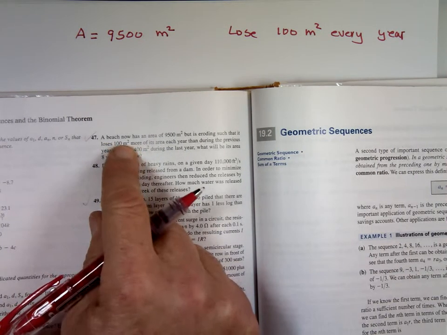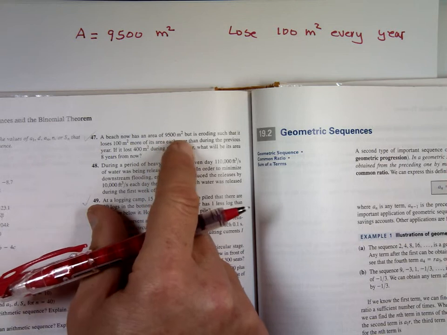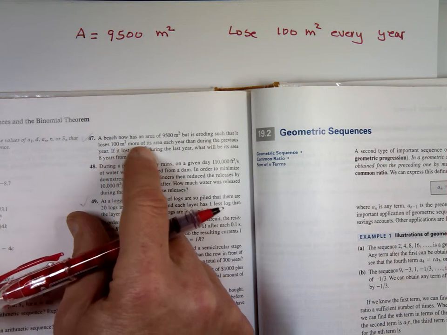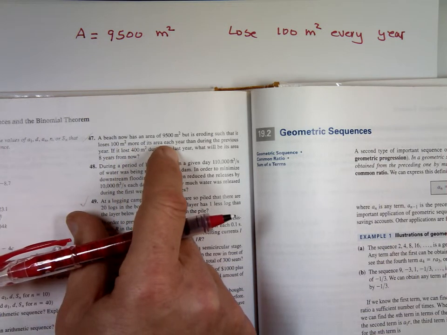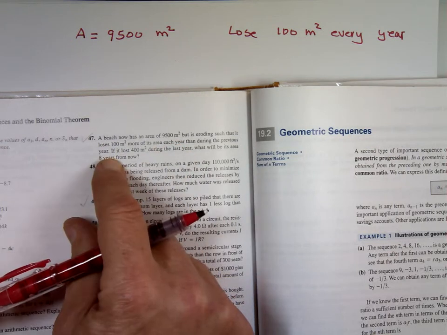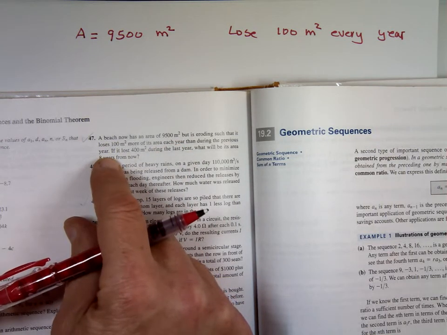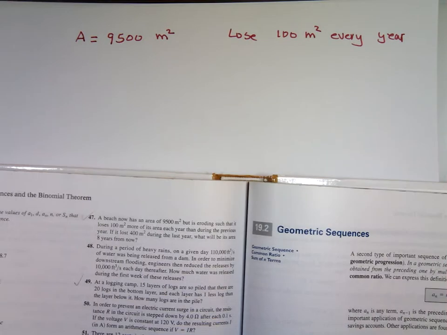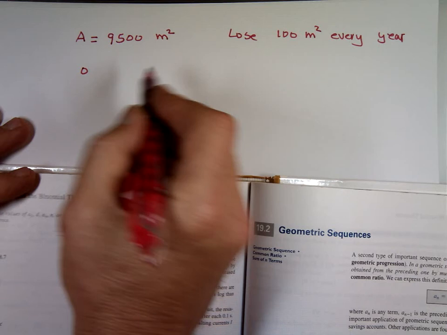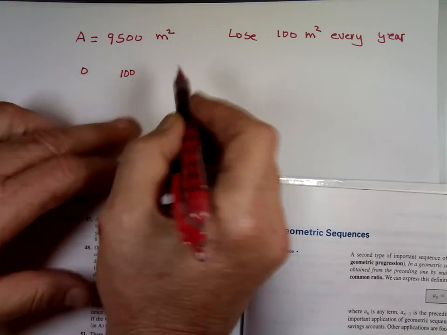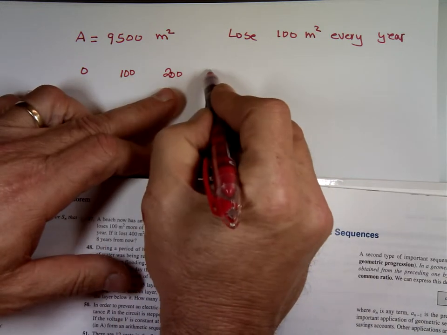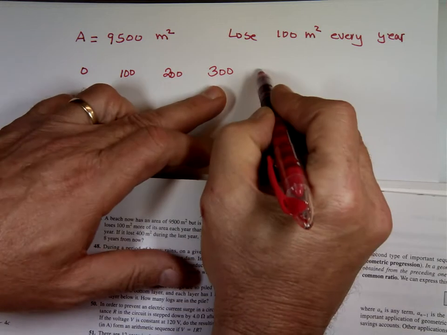A beach now has an area of 9,500 meters squared, but it's eroding such that it loses 100 meters squared more of its area each year than during the previous year. Oh, each year during the previous. Okay, I got you. 100 more each year than the year before that. So the first year they lost what? Nothing. When we started, there was nothing, right? Zero. So after 1 year, they lost 100. After another year, they lost 100 more than that, which is 200. After another year, 100 more, 300. This year, they lost 400.